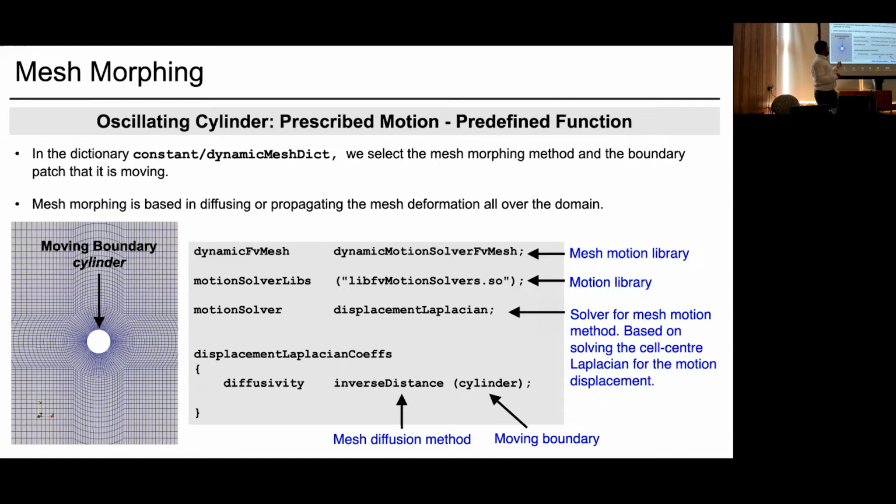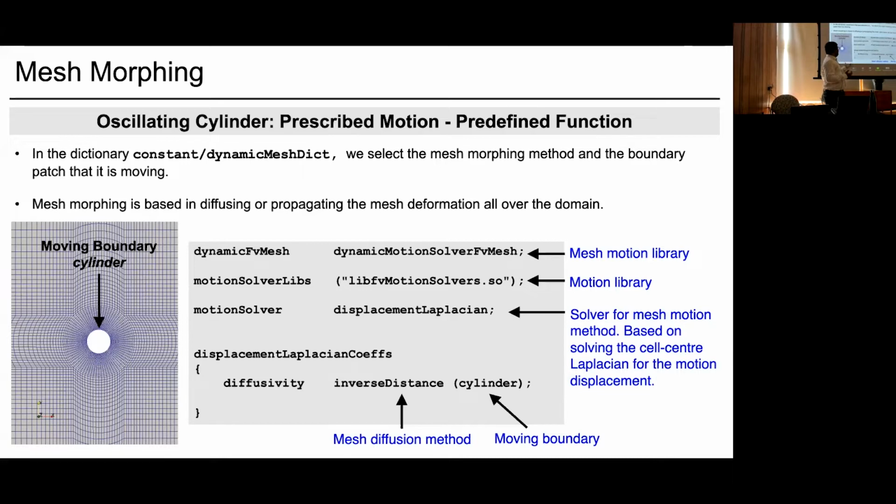And the next one is very important. Within that motion library, there are many motion solvers. So you have to choose according to your problem what type of motion solver you want to incorporate to achieve what you want to simulate, right? So in this particular case, it is chosen as displacementLaplacian. That means that we define the body motion in terms of its displacement, and the mesh morphs following a Laplacian equation. The next one is the diffusivity, which is basically nothing but the displacement Laplacian coefficient.